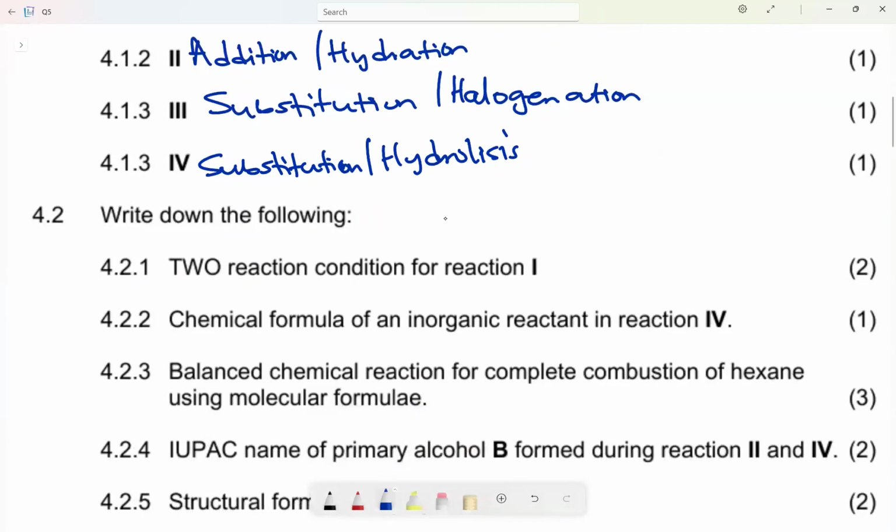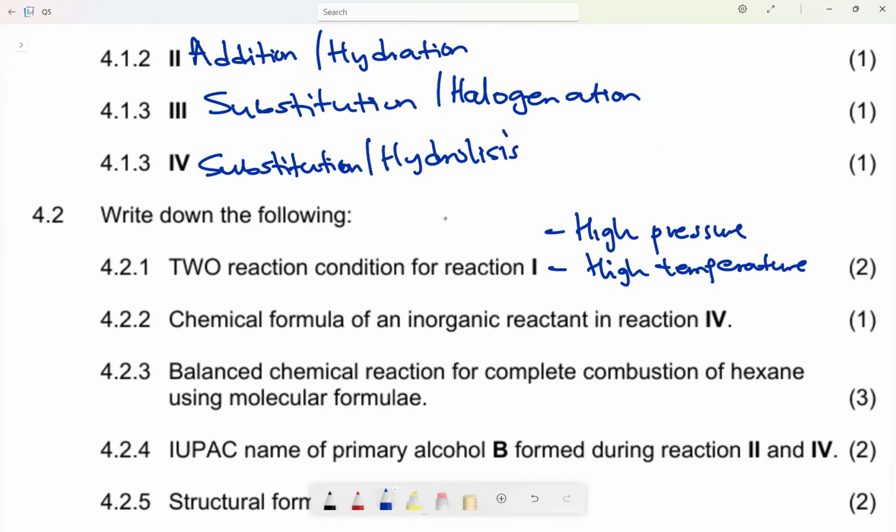Write down the two reaction conditions under reaction 1. Reaction 1 is cracking. It occurs under high pressure and also high temperatures. How interesting and good is that?